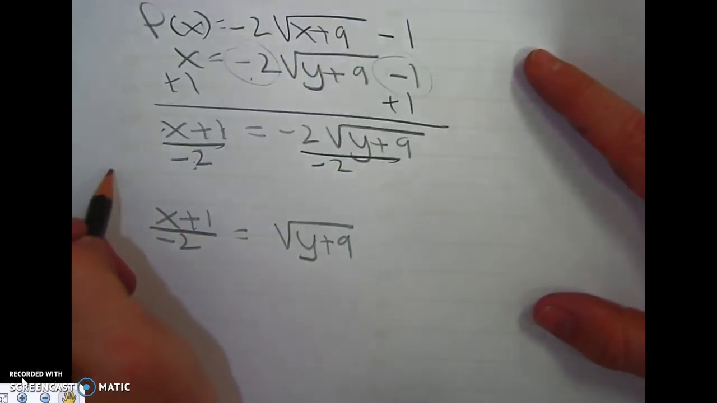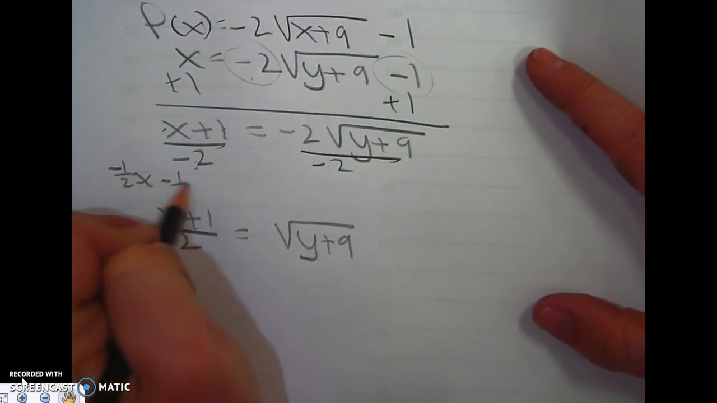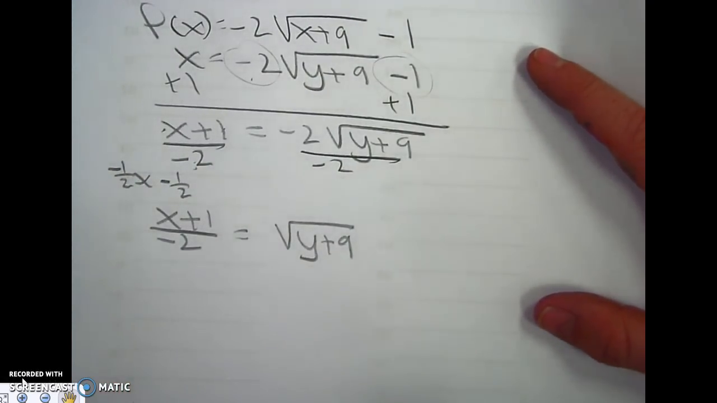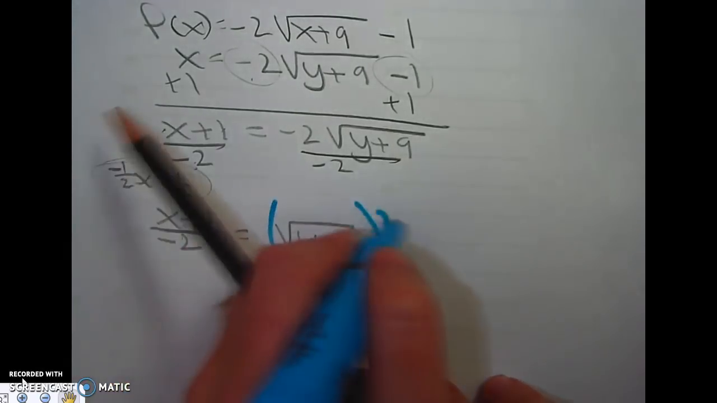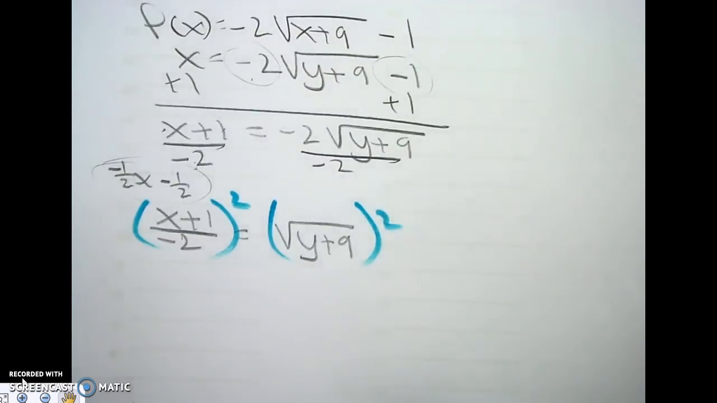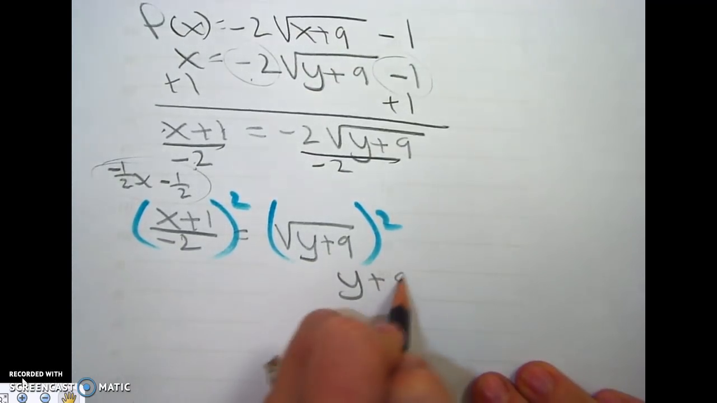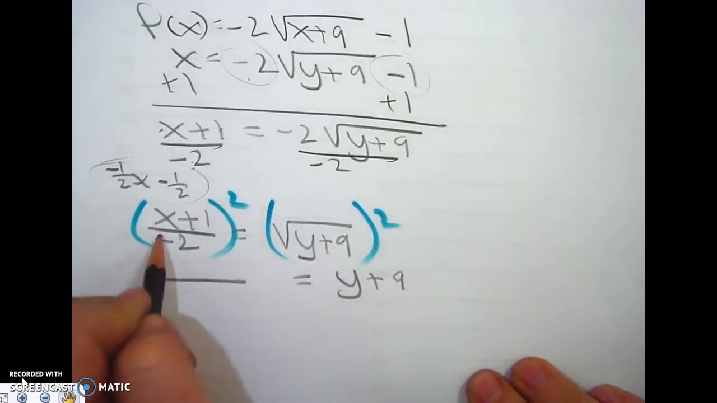I could have written this as negative 1/2 x minus 1/2. So I just want you to see that. But for right now, that just looks crazier to me, so I'm ignoring it. And now what I'm going to do is, because the radical is isolated, I'm going to square both sides. I like the right side. I can handle that. I can even handle the bottom.